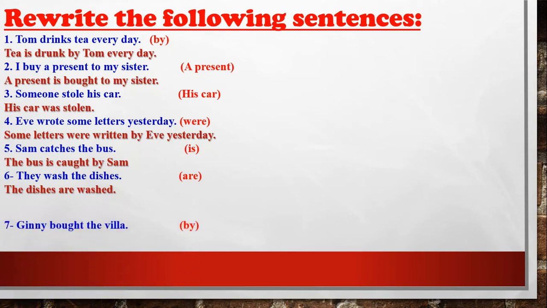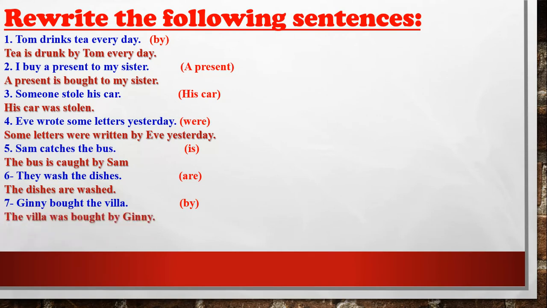Number 7. Jenny bought the villa. I want to use by. To use by in this sentence, we must change it to the passive, using by Jenny at the end of the sentence. This sentence is in the past simple. So I will start the sentence by using the villa. The villa was bought by Jenny.